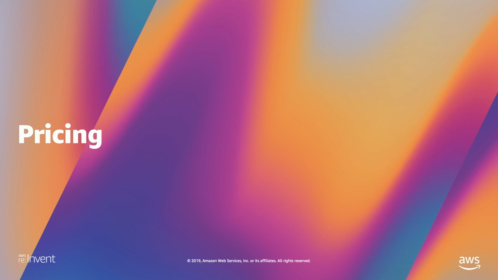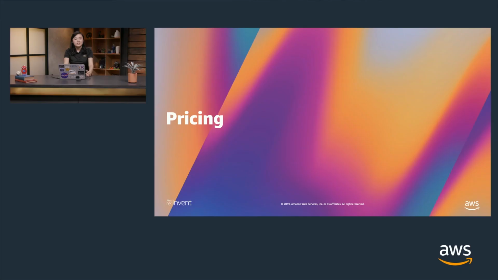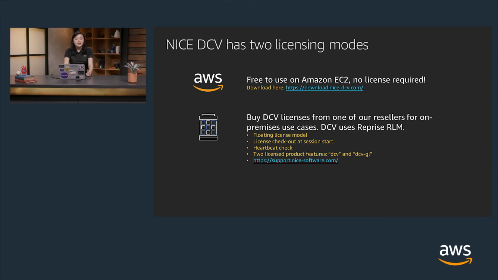Now that I have demoed DCV, let's talk about pricing. NICE DCV is free to use on Amazon EC2. You only need to pay for the underlying instance time consumed. If you want to use NICE DCV for on-premise purposes or on another cloud, then you can buy licenses from one of our resellers. DCV uses a floating license model and runs a heartbeat check.